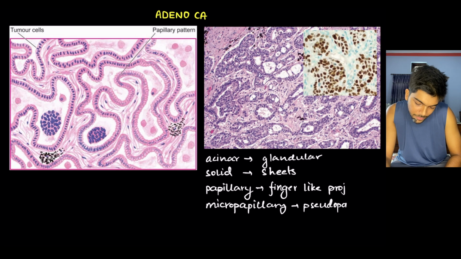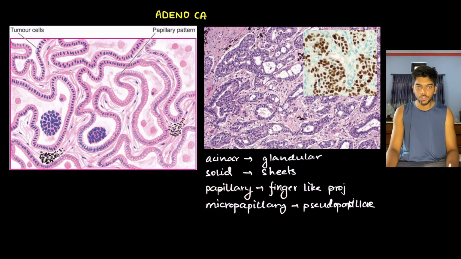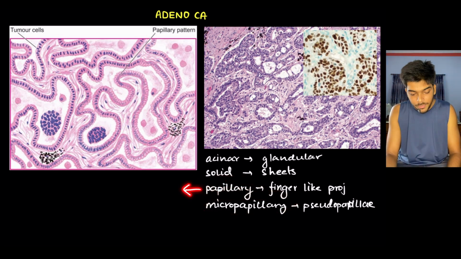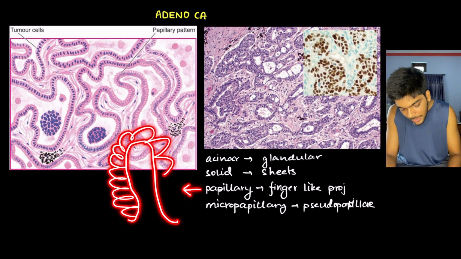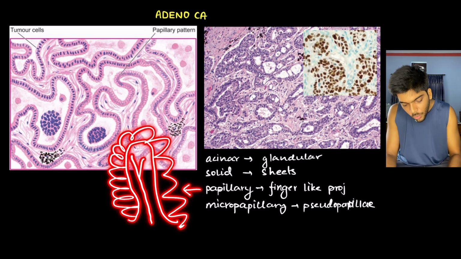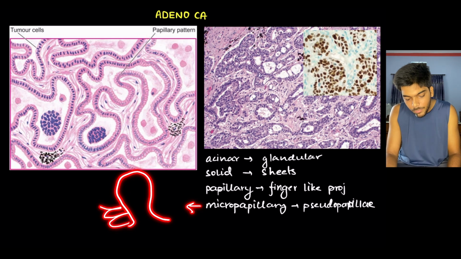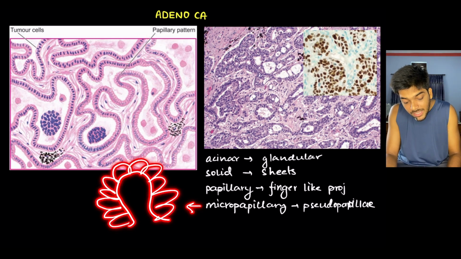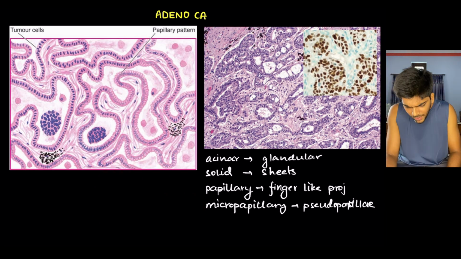Pseudopapilla. What's the difference between papilla and pseudopapilla, or what's the difference between papillary arrangement of tumor cell and micropapillary arrangement of tumor cell? In a papillary arrangement, the tumor cells are arranged in finger-like projection along with a fibrovascular core. In a micropapillary arrangement, the tumor cell is arranged in finger-like projection, but there is no fibrovascular core. Good. Another very important pattern is a lipidic pattern. I'll explain what lipidic pattern is.